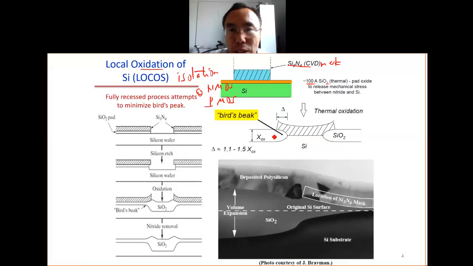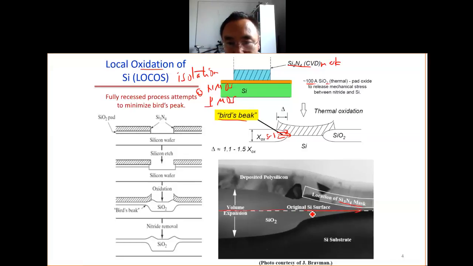So in the end we get something like this. We have this silicon oxide, and here is also silicon oxide. So we have this lateral extension. This is called a bird's beak. You can see the same thing here. Here's the silicon, here's the silicon nitride mask, and we have a lot of lateral growth.